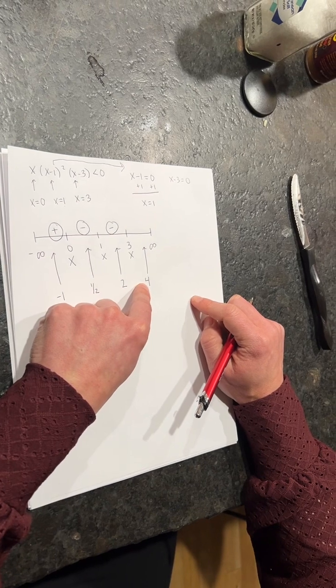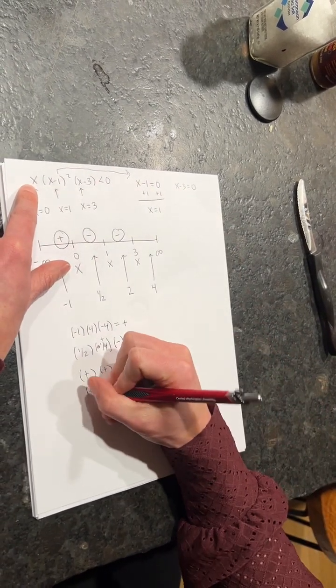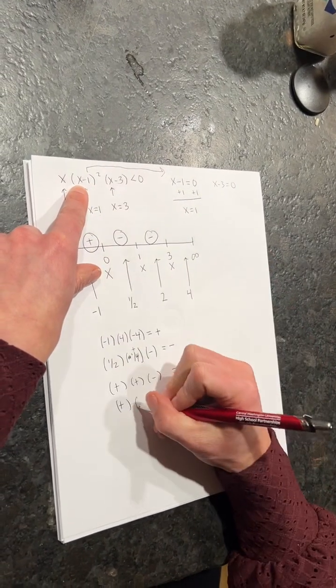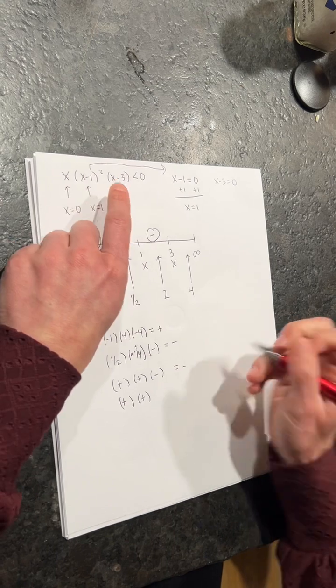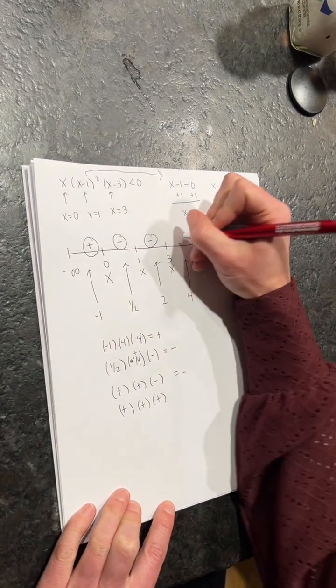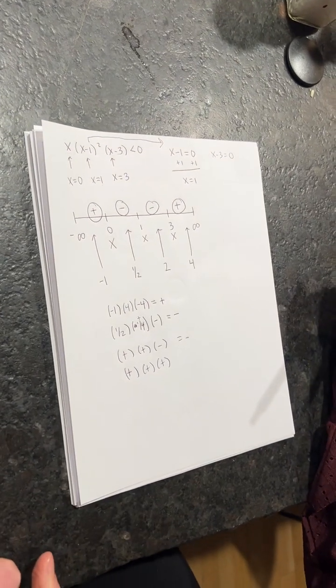Okay, now plugging in 4, I'm gonna get a positive because I get 3 squared is 9. Sorry, it's a lot of animals meowing. And then 4 minus 3 is 1. So we get a positive times a positive times a positive. So there's our cats are fighting. Oh my goodness. Guys, no fighting.